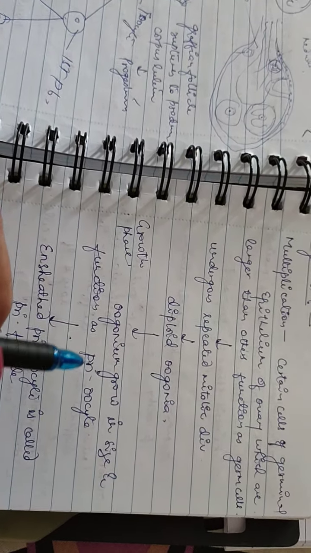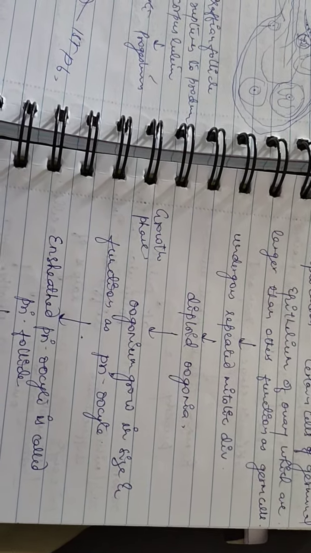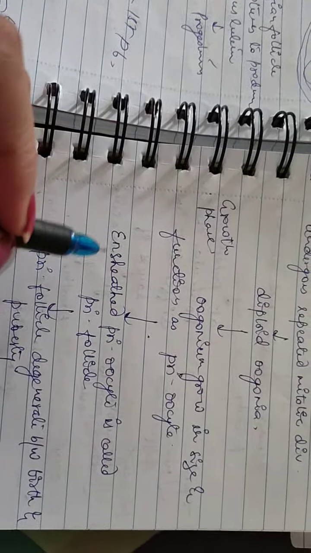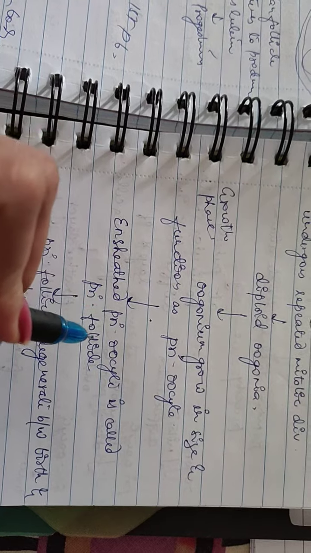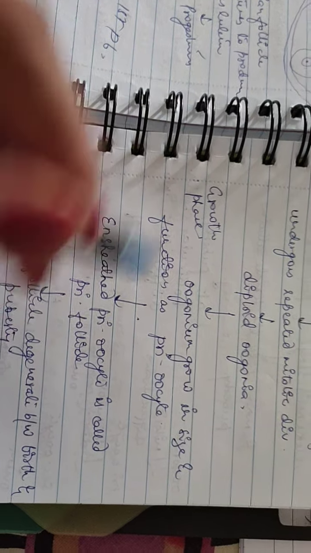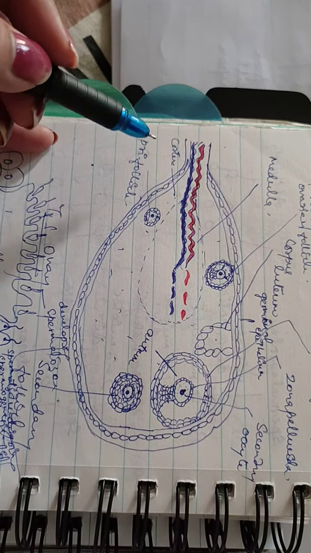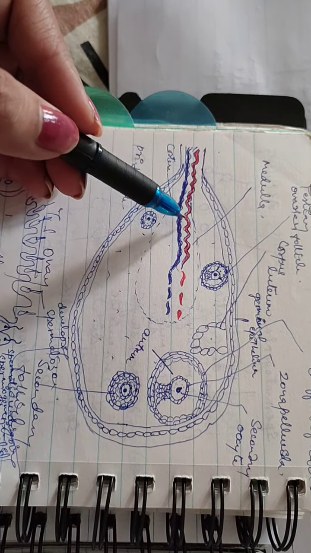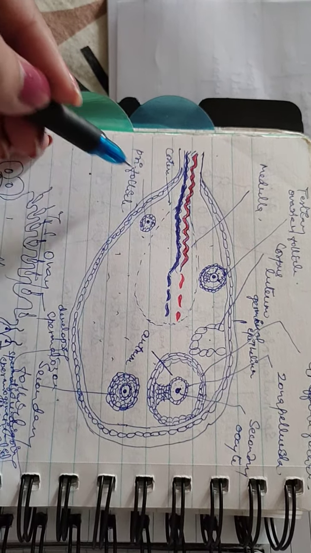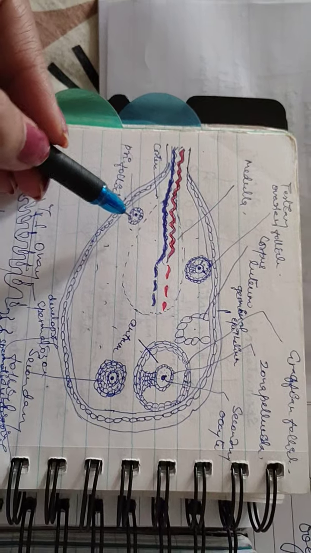growth phase. Oogonium grows in size and functions as primary oocyte, and there is a covering around the primary oocyte, and this ensheathed primary oocyte is called primary follicle. You can see here in this structure, this is a section of ovary. This outer region is cortex, inner region is medulla. These are the blood vessels, arteries and veins. This is the primary follicle.